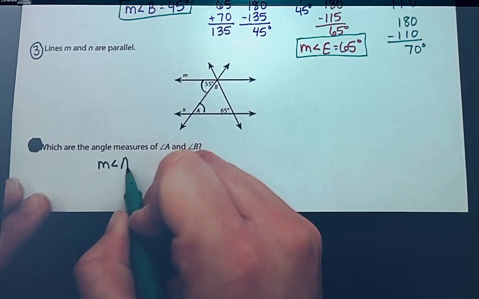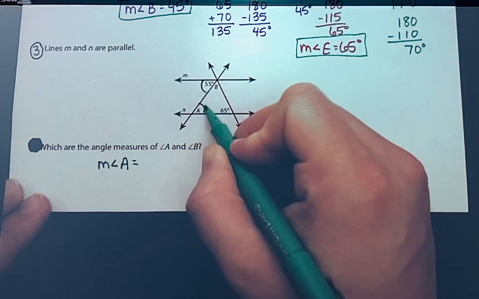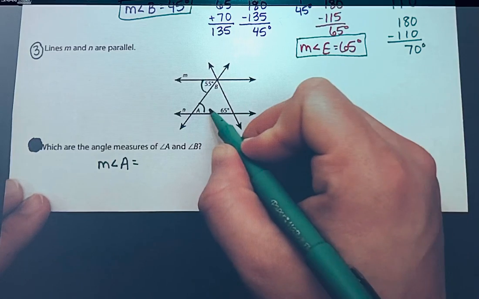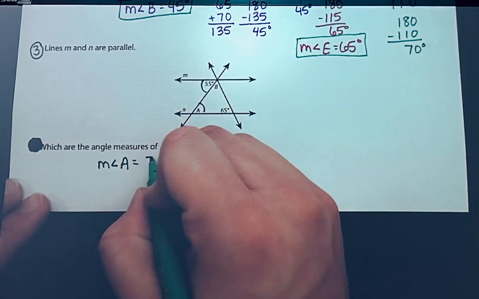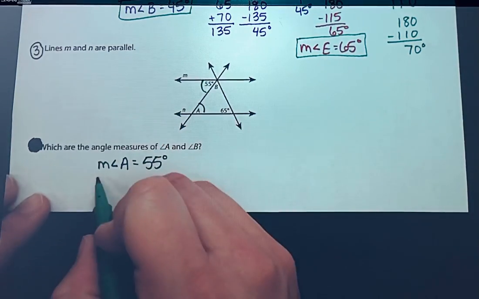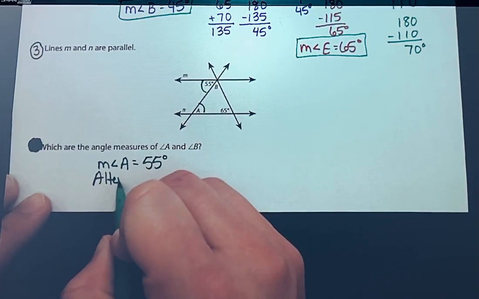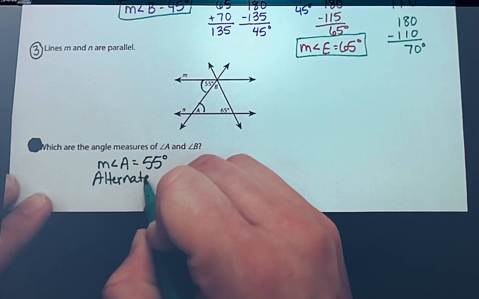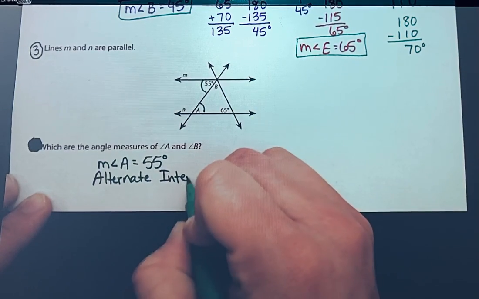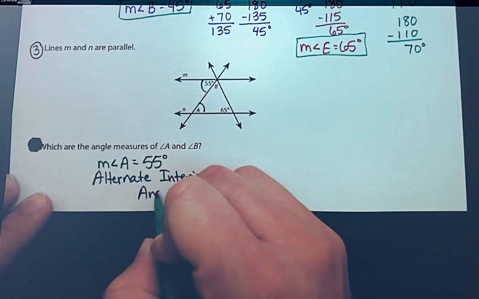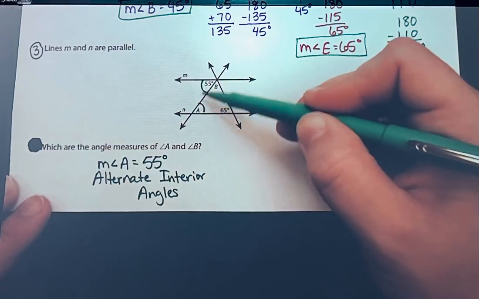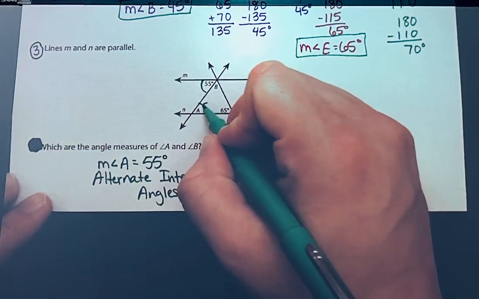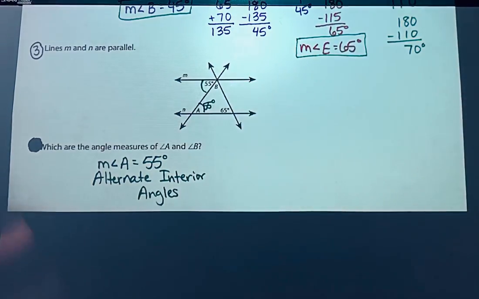The measure of angle A is 55 degrees because these two angles are alternate interior angles. So it's 55 degrees because of alternate interior angles. Because these are alternate interior angles, they're going to be the same exact measurement. So that is also 55 degrees.